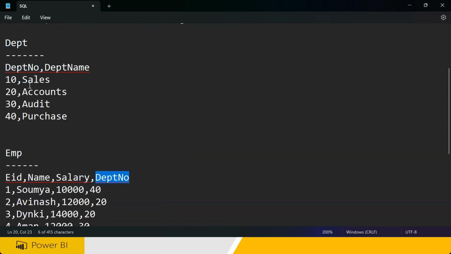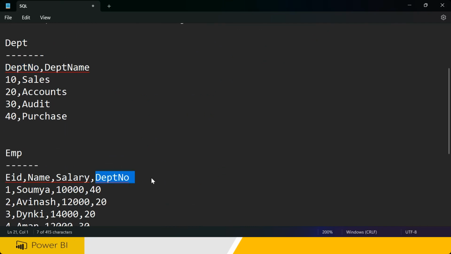At the time of creating a table, SQL developers will have this kind of design. This is a primary key. This is a primary key. This common column will be a foreign key here. If you know SQL, this will be a foreign key. If you don't know what a foreign key is, you must watch my SQL videos. As of now, you can understand this is a common column.